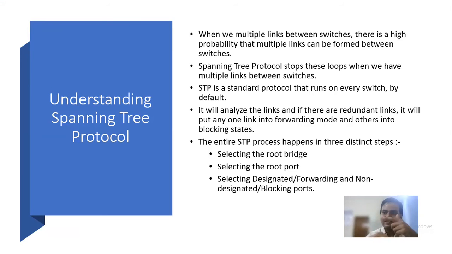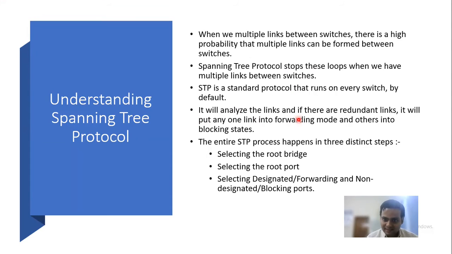So to avoid these continuous loops, when we have multiple links between the switches, there is a high probability that multiple loops can be formed. It's an obvious thing: if you have established multiple switches and given multiple links, then there can be multiple loops. Ignore the spelling mistake. Spanning tree protocol stops these loops when we have multiple links between the switches, and it is a standard protocol that runs on every switch by default.